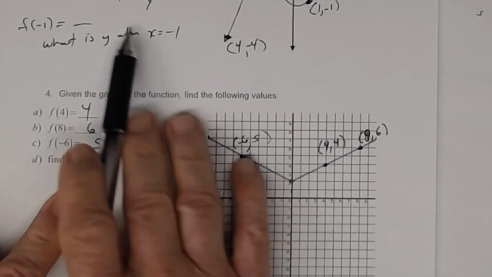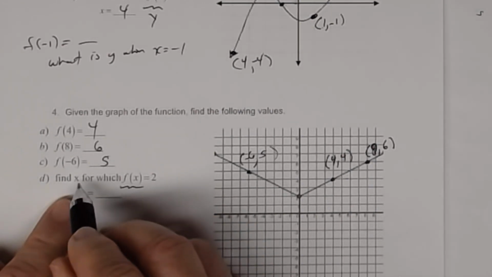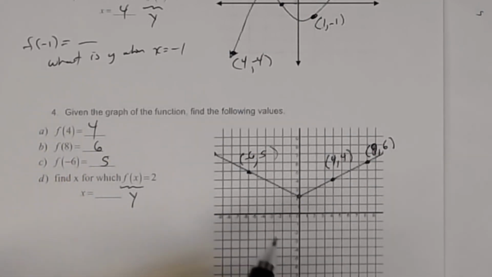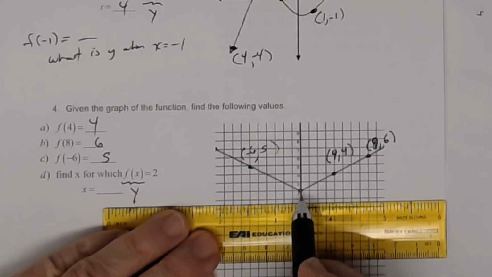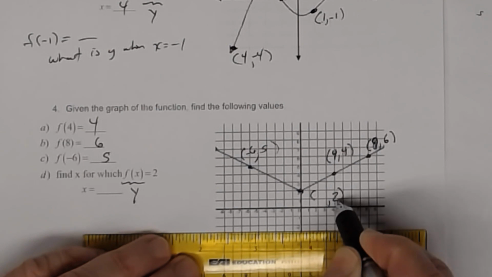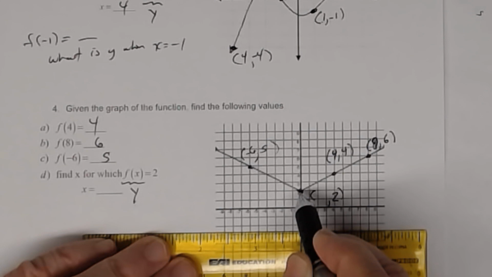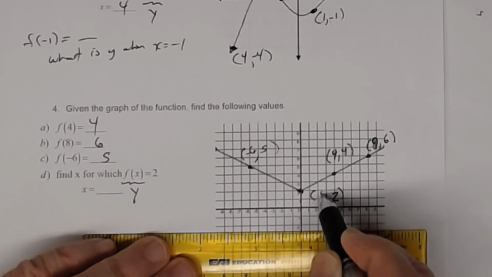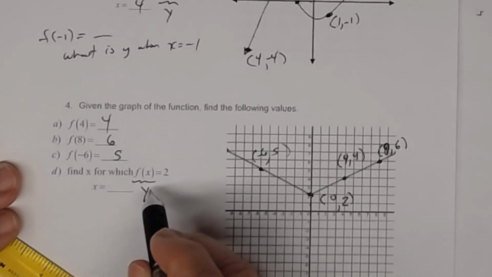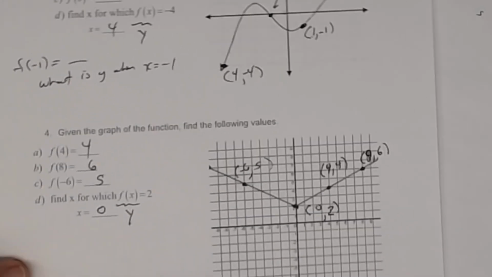All right, now same thing as with this one. This time you're told to find x for which f of x is 2. So remember, f of x means the same thing as y. So when y is 2, which is right here, right? There's that point. When y is 2, what is that x value? Well, the coordinates of that point are 0, 2, aren't they? So when y is 2, my x value is just 0. Okay? All right, so that's number 4.